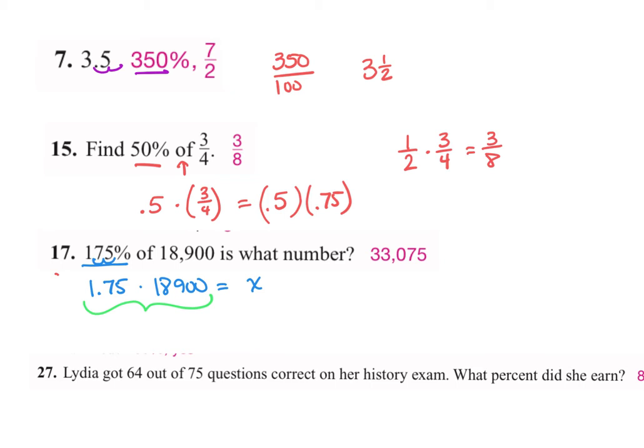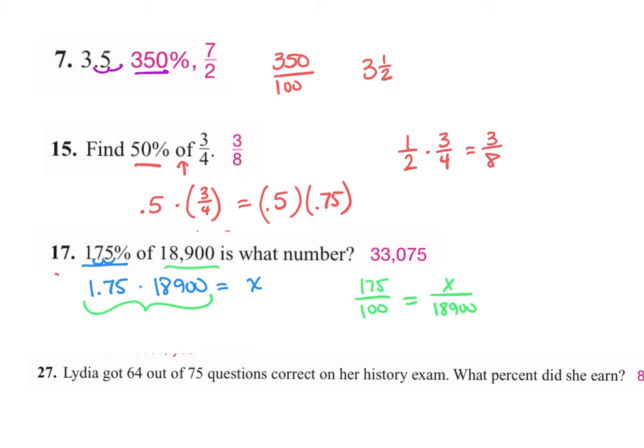If you did it in ratio form, it would have been 175 over 100. Percentage over 100 equals part. Remember, of is always the whole. So part we don't know over the whole like that. And you would have gotten the same thing.